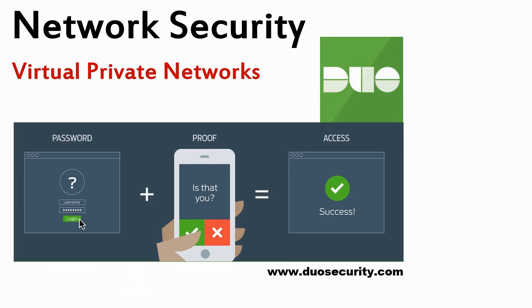Duo Security will send a message to an application that is running on my mobile phone. It looks like that. Is that you? And literally that's the message. Are you sure you want to connect? Can you confirm that it is you? If that's the case, if I press yes, I confirm, I will be allowed to VPN to the network.